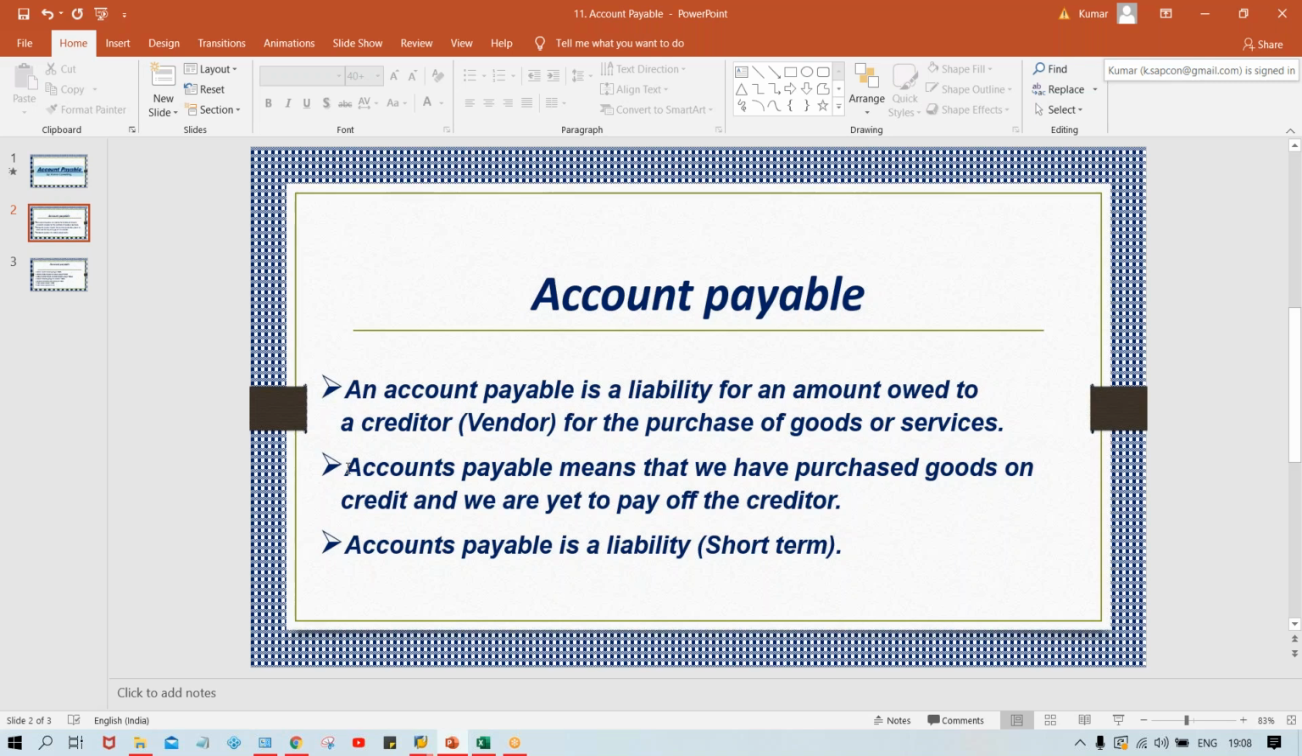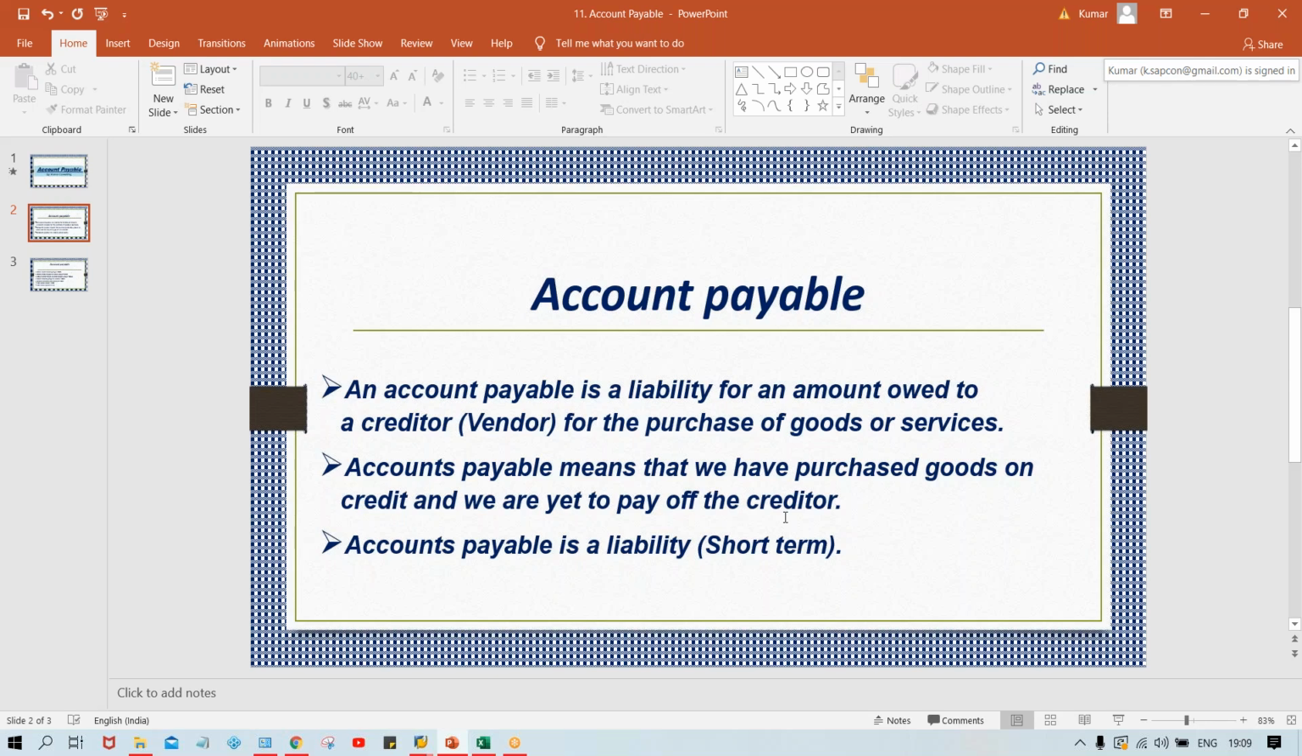So the simplest definition is, account payable means we have purchased goods on credit and we are yet to pay off the creditor, right? You are yet to pay. Yet to pay means the payment is not made yet. It means in future you must make the payment.